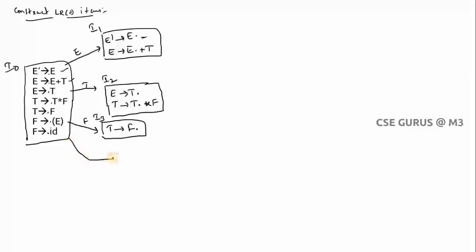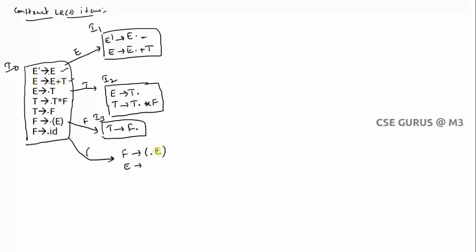Now what is the next one? Dot open brace. Only one is there. Here it is dot ID. So on scanning open brace, F tends to dot open brace E close brace will become F tends to open brace dot E close brace. Now you can see what is there after the dot: E, which is a non-terminal. It is not a terminal, and not no symbol. Like here you find a non-terminal, it means you have to write all the productions of the non-terminal. So E tends to, what are the E productions, from the original you need to write.